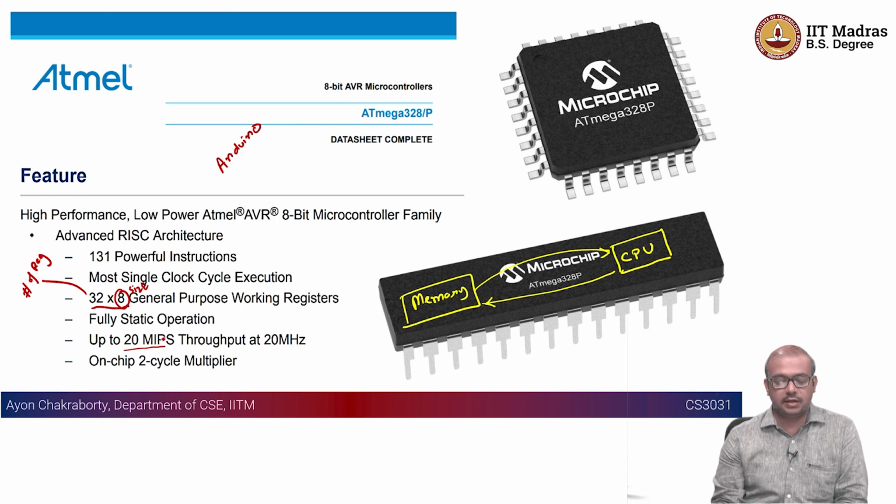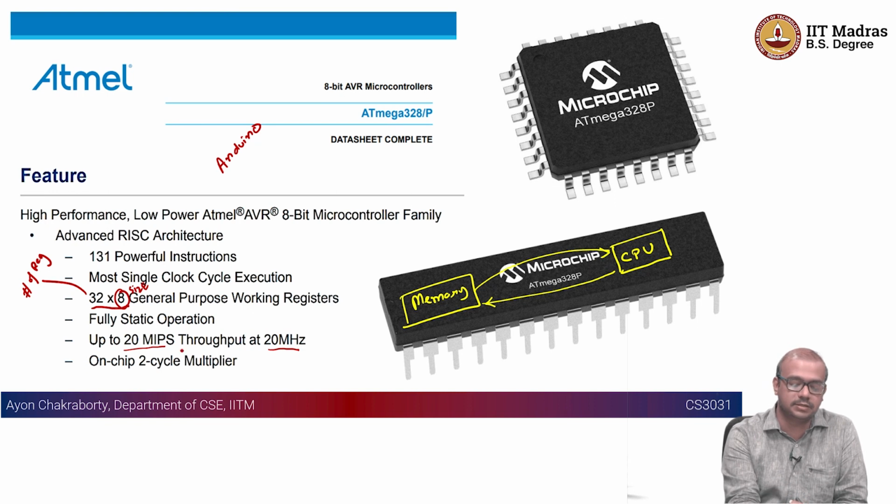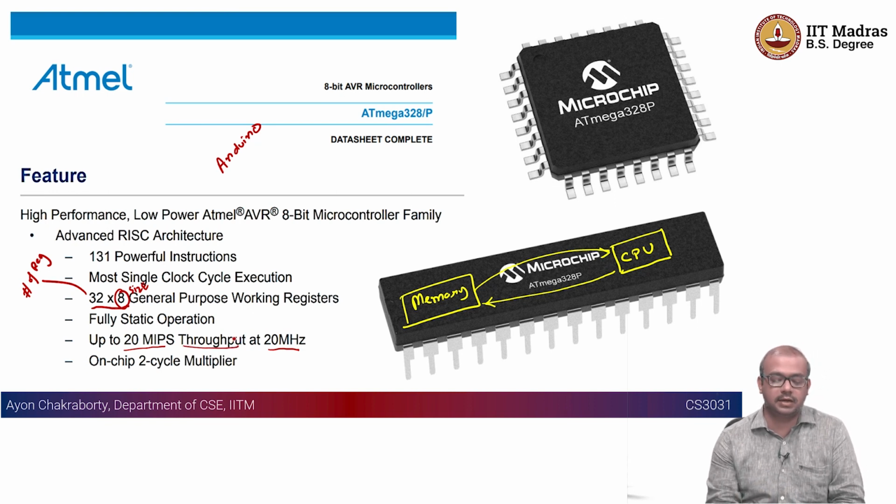Since most of the instructions are single clock cycle execution, if the processor is being clocked at 20 megahertz, it is going to execute 20 million instructions per second, because 20 M stands for 20 million, right? So if most of the instructions take only one clock cycle, you can get a throughput of 20 million instructions per second being executed on the CPU. Here throughput is not a network throughput. It's basically the number of instructions that could be executed on the CPU per unit time.